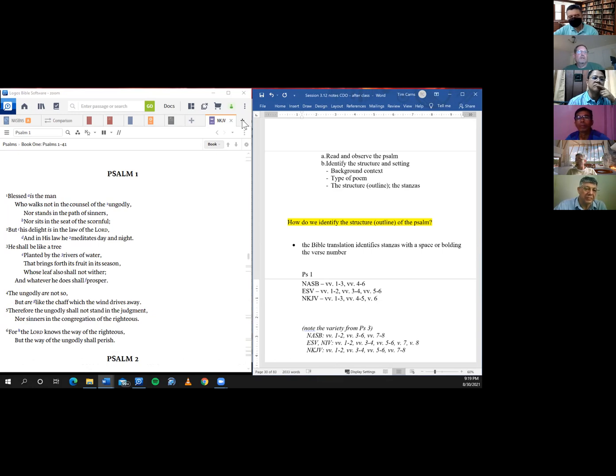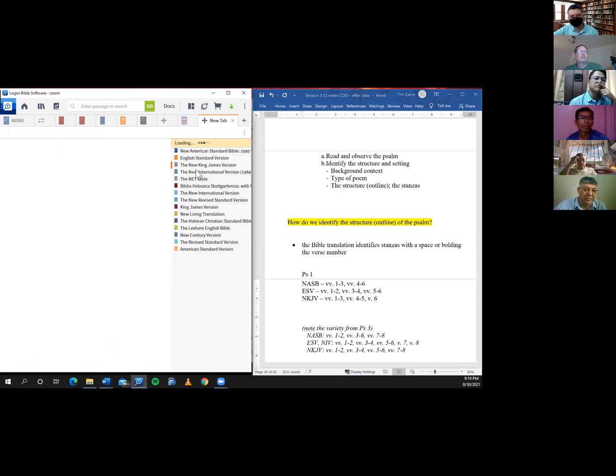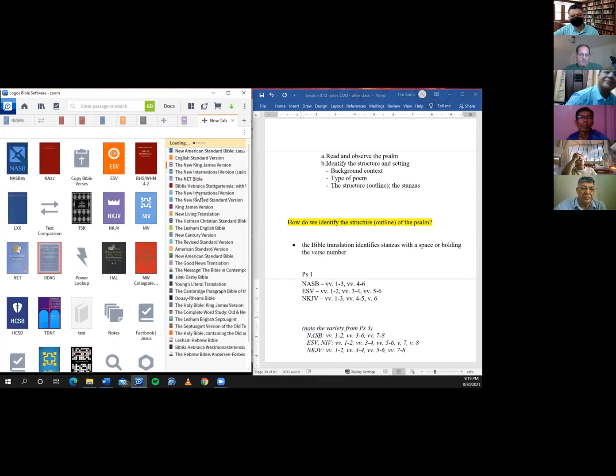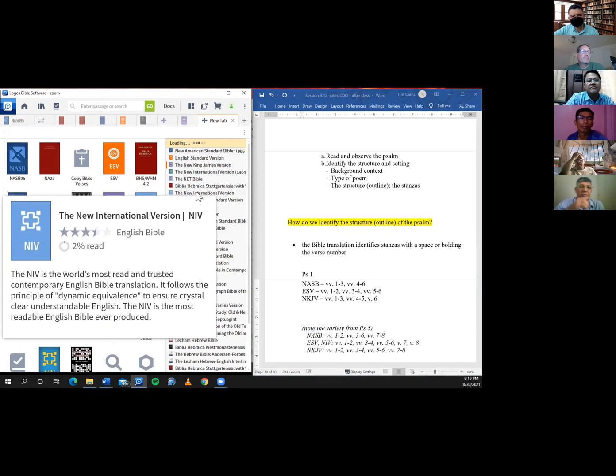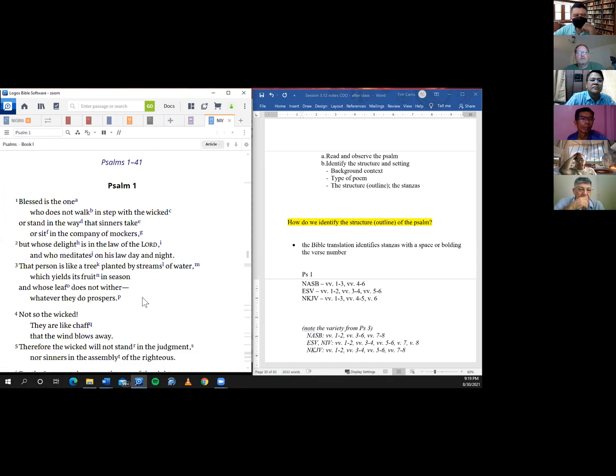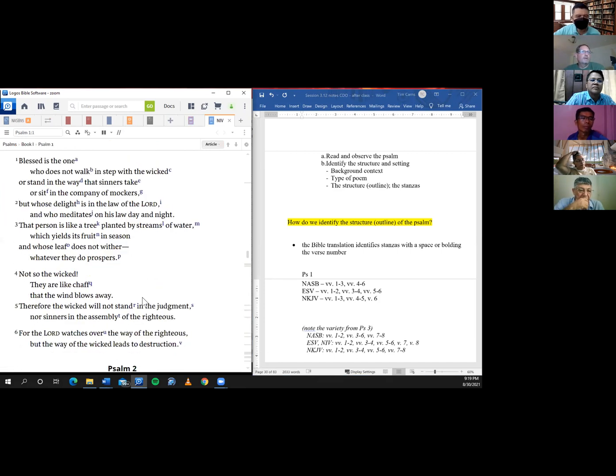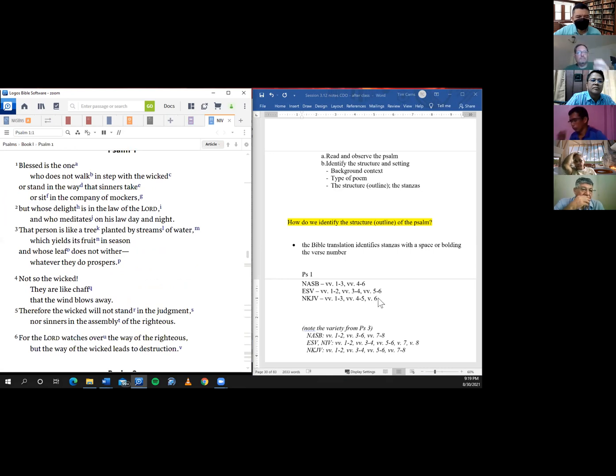Now, I also like to take a look at the NIV. And here, all right, Sid, how many do you see here from the NIV? 3 stanzas. What are they? Verses 1, 2, and 3, 4, and 5, and the third one is verse 6, similar with the New King James. Okay, good.